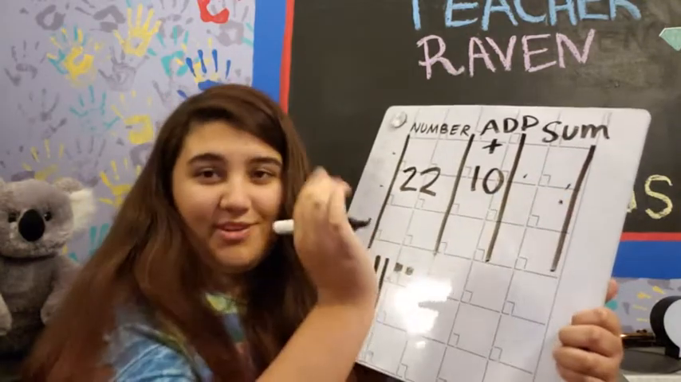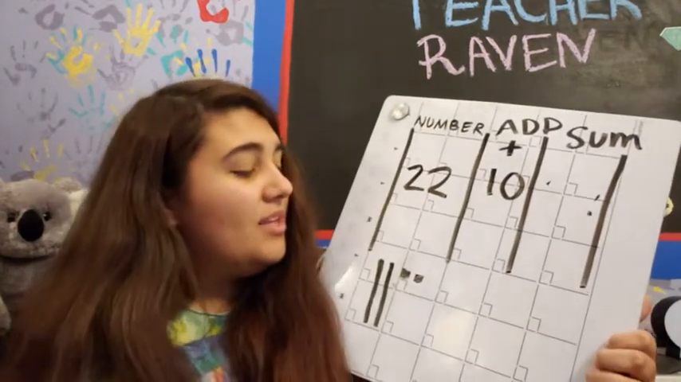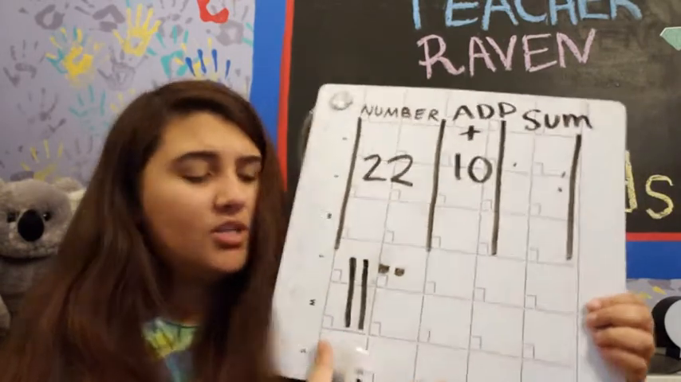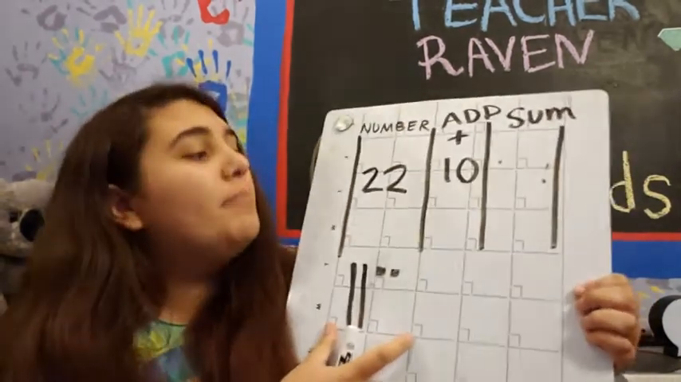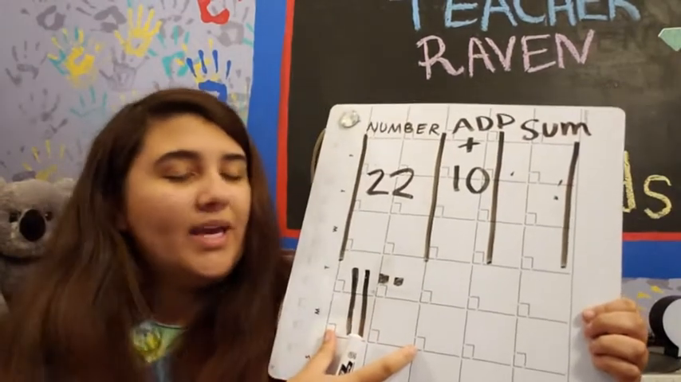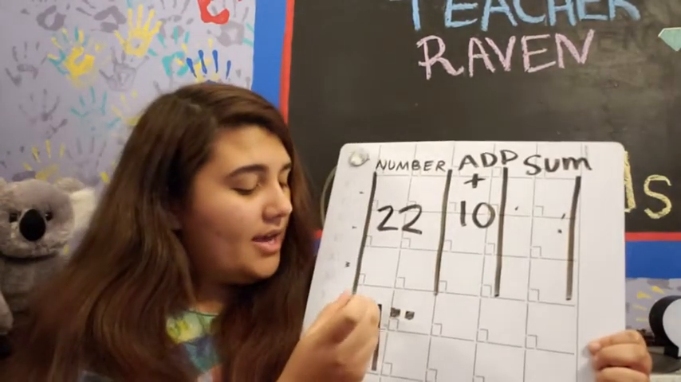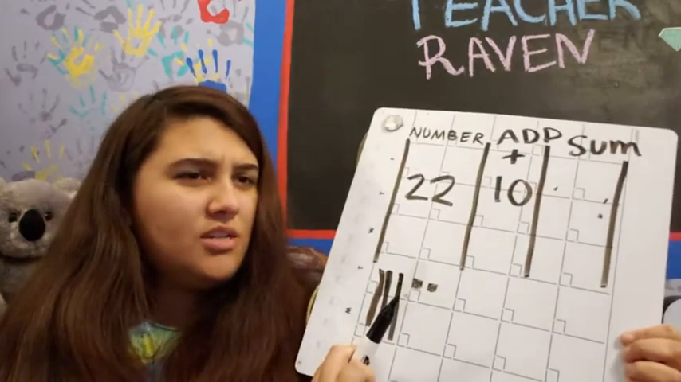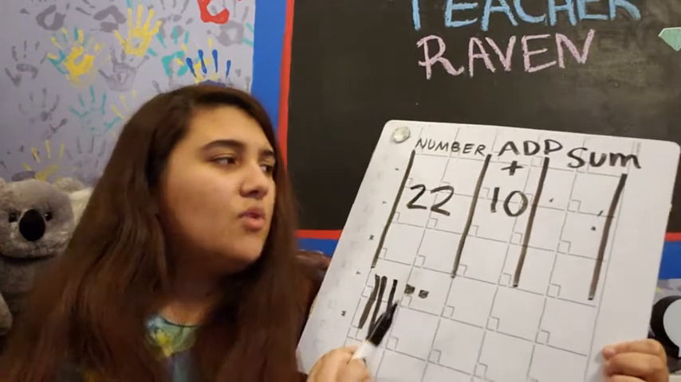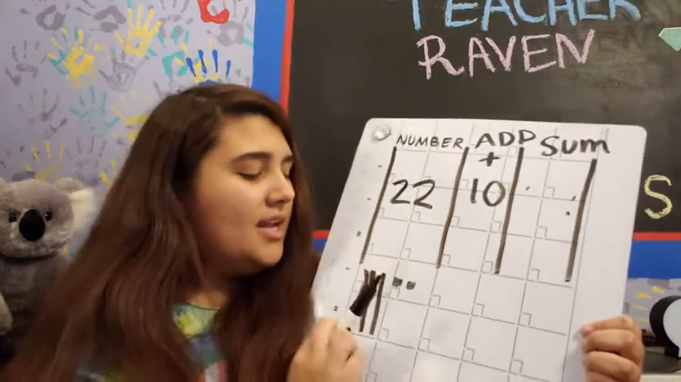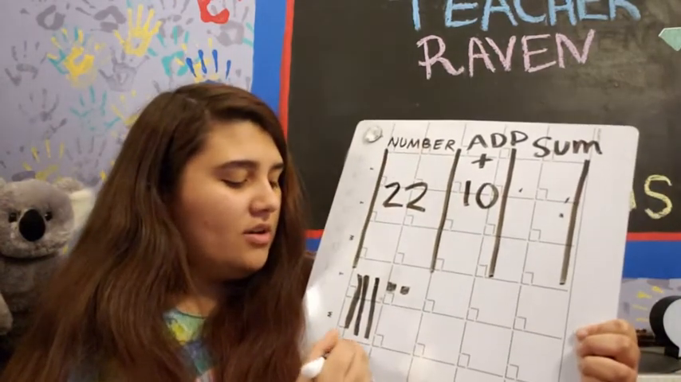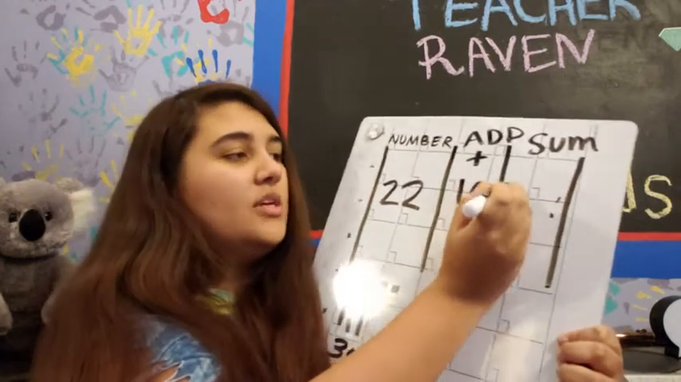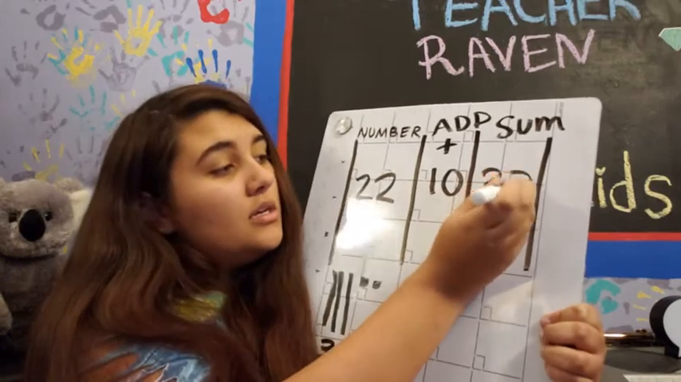Okay, using my fingers. Professional. Anyway, now we have a new number, 22 plus 10. So we have 22 here in our base 10 blocks. How do we add 10? Add another rod. Okay, so what did we do? We added another tens rod because we're adding 10. Now, how many do we have all together? 3 tens, 2 ones, so our sum is 32.